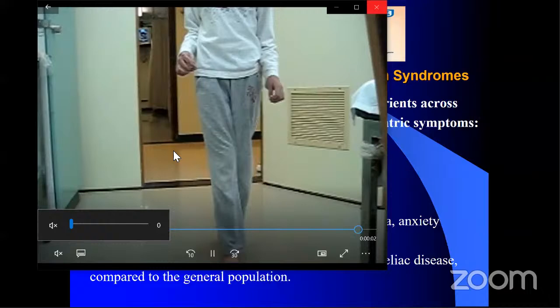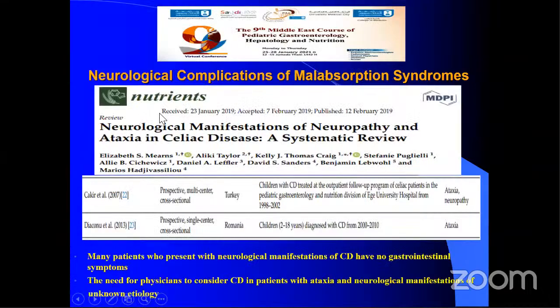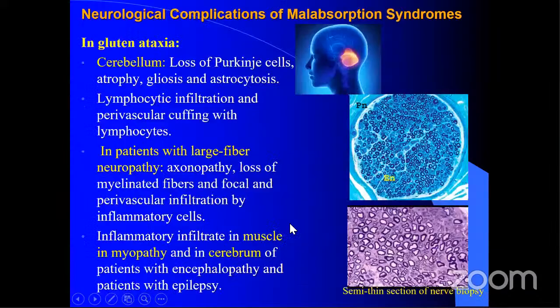The literature reflects this. This came out 2 years ago, a systematic review of neurological manifestations, neuropathy, and ataxia in celiac disease. In 2 publications, you can see in children ataxia and neuropathy, or ataxia alone. The conclusion is that many patients who present with neurological manifestations of celiac disease have no gastrointestinal symptoms, and that there is a need for physicians to consider celiac disease in patients with ataxia and neurological manifestations of unknown etiology.